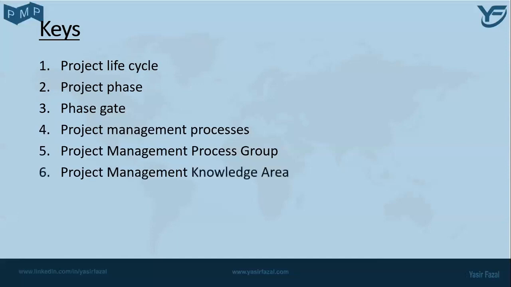Then the sixth key is the most important key, which is project management knowledge areas. These are the identified areas of project management, defined by their knowledge requirements and described in terms of their component processes, practices, inputs, outputs, tools, and techniques. So this is just a brief description of these keys. In future, I'm going to shed more light on these.